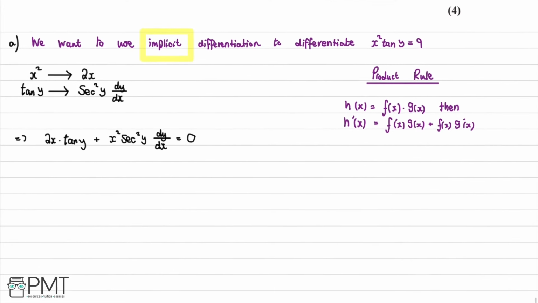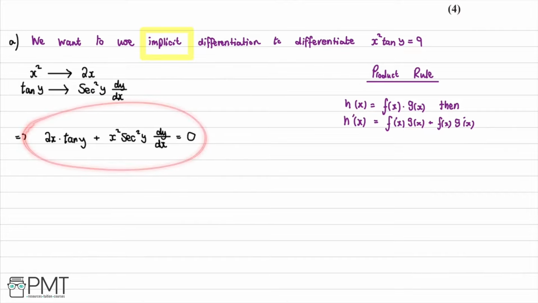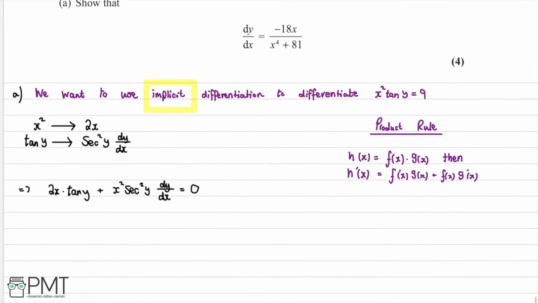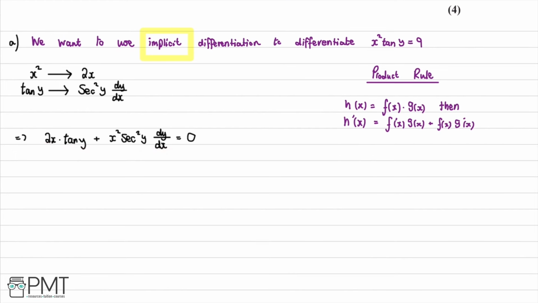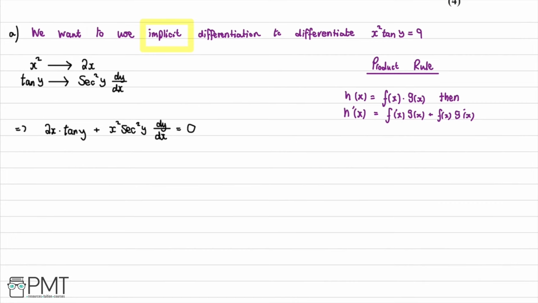So what are we going to do now? We're going to have to rearrange this equation to give us an expression for dy by dx. But if we look back at what we're aiming for, it's an expression that on the right-hand side is just in terms of x, so there are no y's. But we have tan y and sec squared y, so we need to manipulate what we have here to get rid of the y's and just have x. So we can use the trig identity: sec squared y is equal to 1 plus tan squared y. But at this point, this doesn't help us as such.